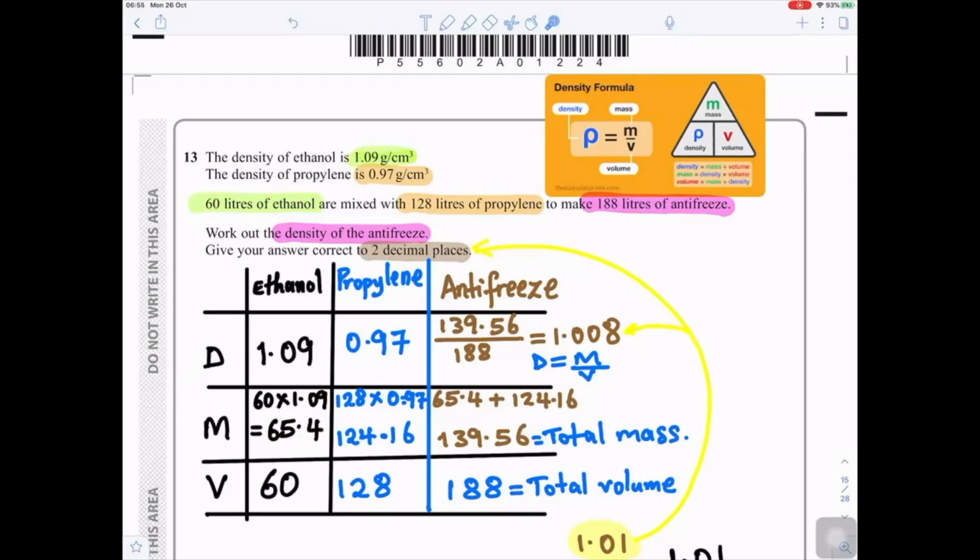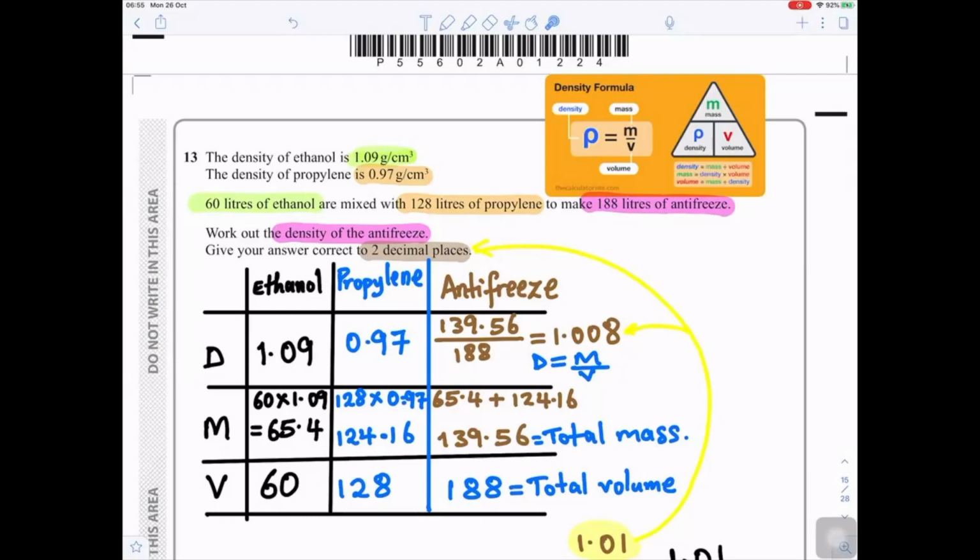And for the propylene, you do the same. Mass is volume times density. The volume is 128. You multiply by the density 0.97. It gives you 124. And we know the volume for ethanol is 60 and the volume for propylene is 128. We go to the antifreeze column.